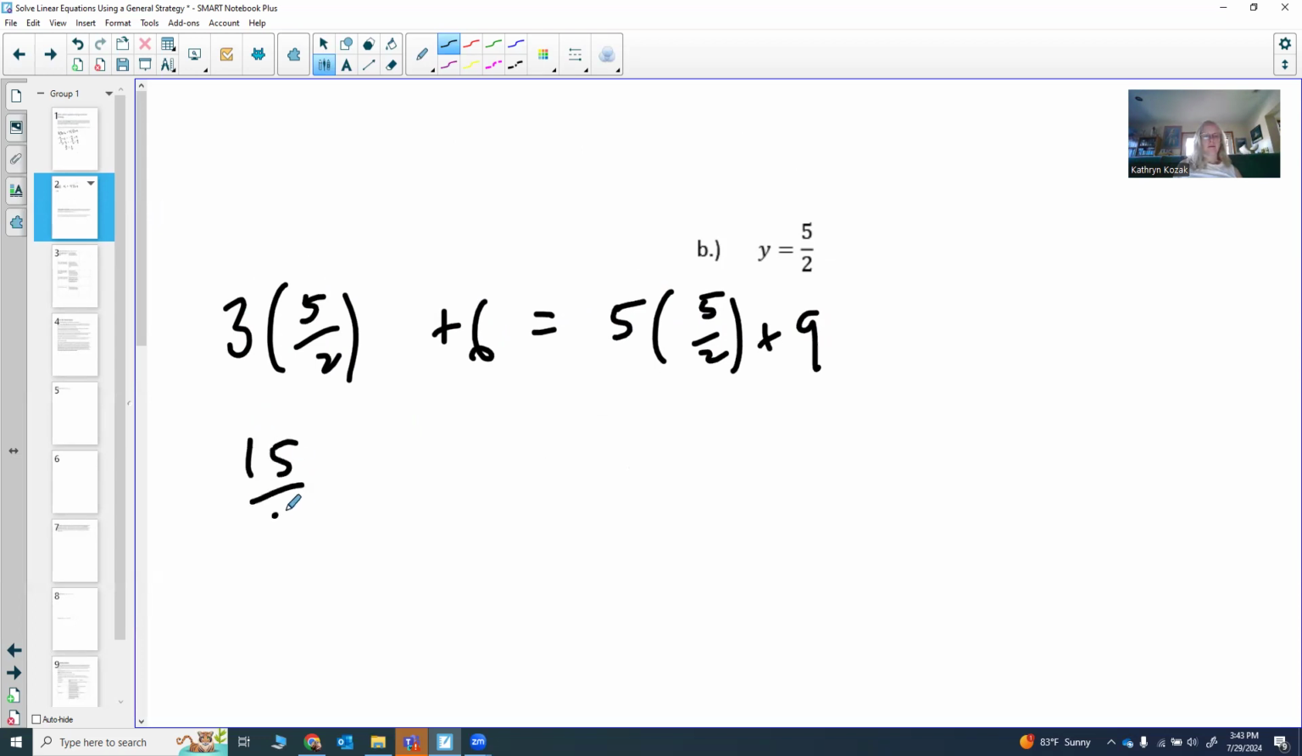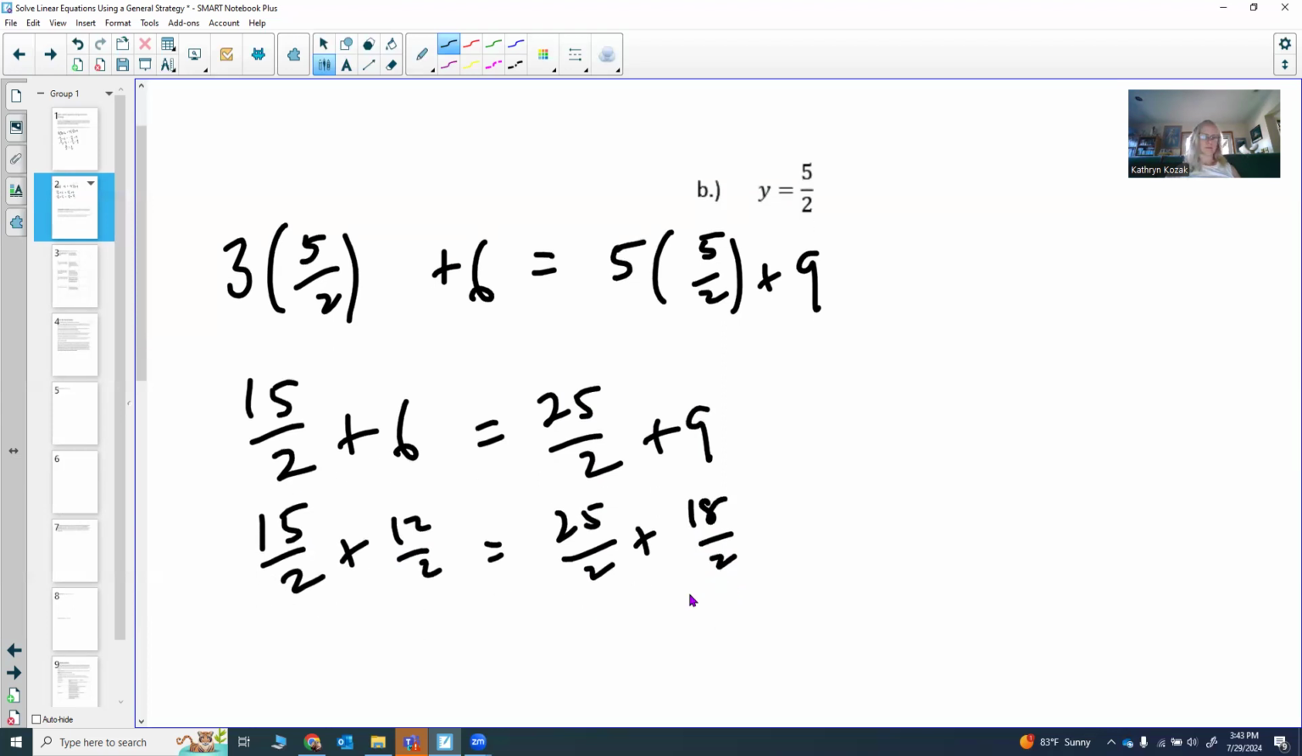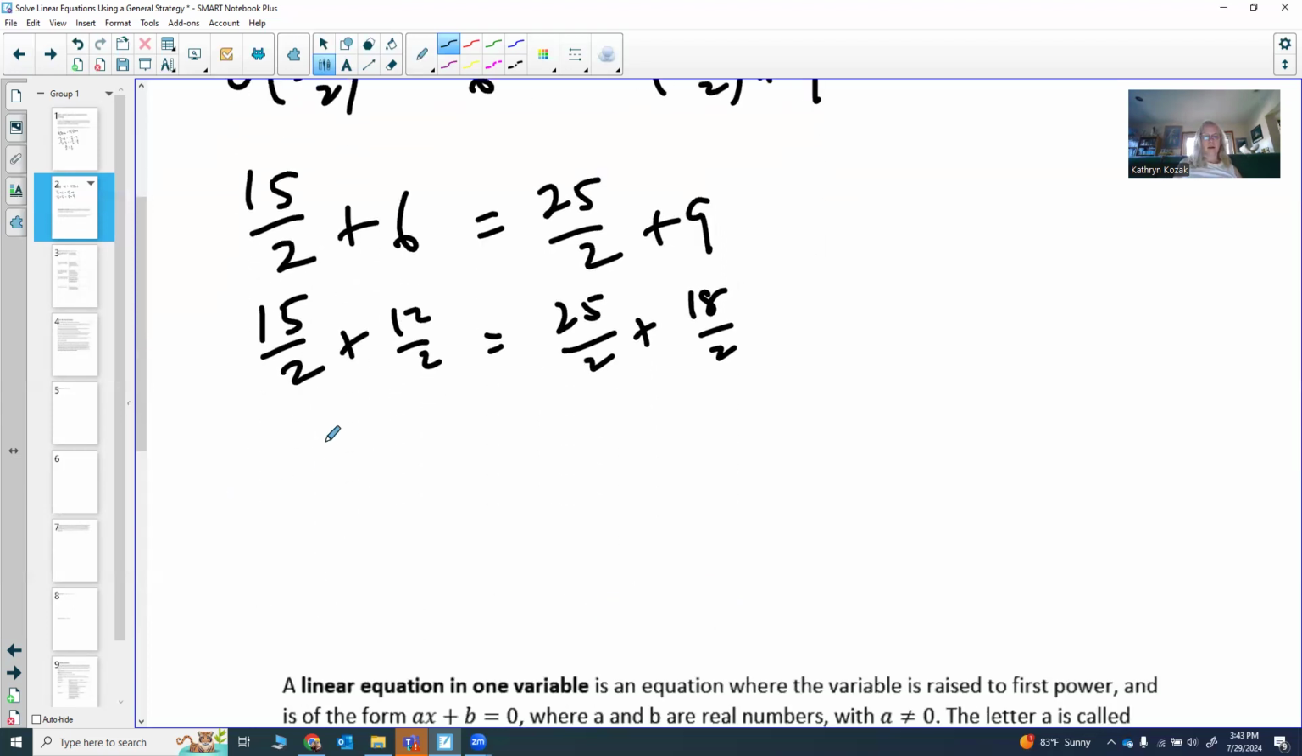So that's 15/2 plus 6, is that equal to 25/2 plus 9? 15/2 plus 12/2, is that equal to 25/2 plus 18/2? 27/2, is that equal to 43/2? Since this is a false statement, then y equals 5/2 is not a solution to 3y plus 6 equals 5y plus 9.